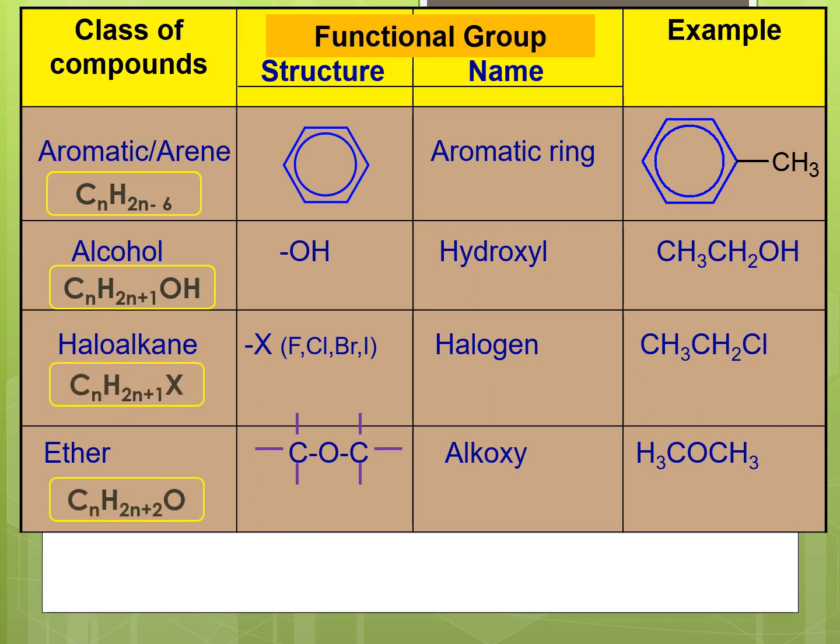So this is the general formula for this compound. Then we can identify the functional group for the compound. Aromatic ring. Hydroxyl, we circle OH. Cl, halogen. C-O-C, alkoxy.